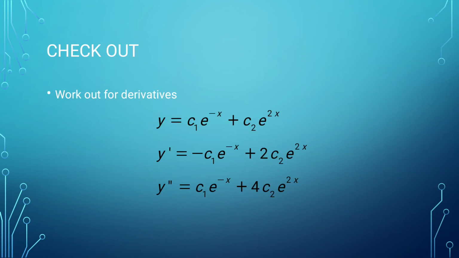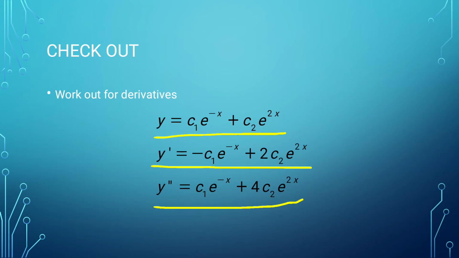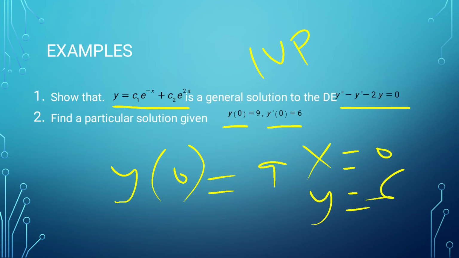Okay, now check out this. First thing that we need to do here is to work out the derivatives. So the first case, we know this is the general solution. Secondly, you differentiate this to get the first derivative, and thirdly you get the second derivative. Why are you getting the second derivative? Because our general DE starts with the second derivative, then the first derivative, and this is y, which is the function that is not differentiated. So we just need to differentiate in those areas.